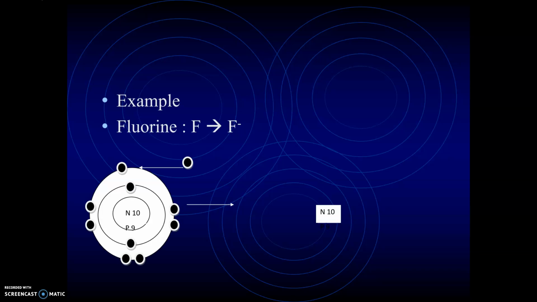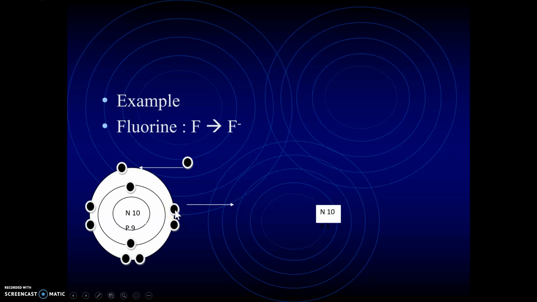So my example is fluorine. Fluorine is a nonmetal. It's on the right side of the periodic table, the right side of the staircase. It's in group 17. So remember, when your group number is bigger, you take the 17 and you minus 10, and that tells you it has 7 valence electrons. 1, 2, 3, 4, 5, 6, 7.